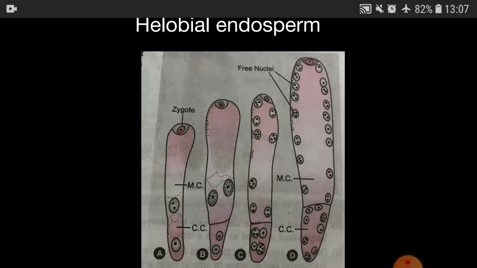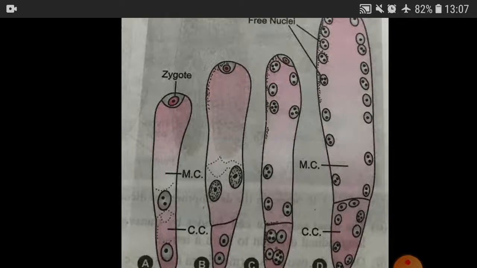The MC here in the diagram means the micropylar cell, and the CC here in the diagram represents the chalazal cell. So you can see the presence and the position also of the zygote and the endosperm.